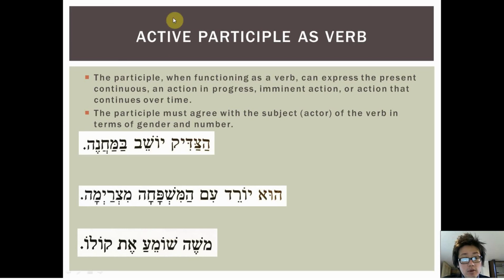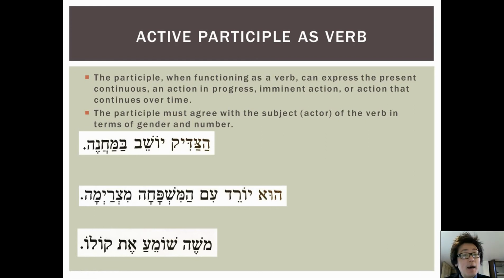And then secondly, the participle must agree with the subject, that is the one doing the acting, in terms of gender and number. By looking at gender and number, it will also help us determine the subject of the verb. Let's look at the first sentence. Hatzadik yoshev b'machaneh. A couple new words here. Actually the first and the third word are both new. You will probably recognize the middle one, yoshev. You recognize the root as yashav, which means to sit or dwell or reside, all of those things.